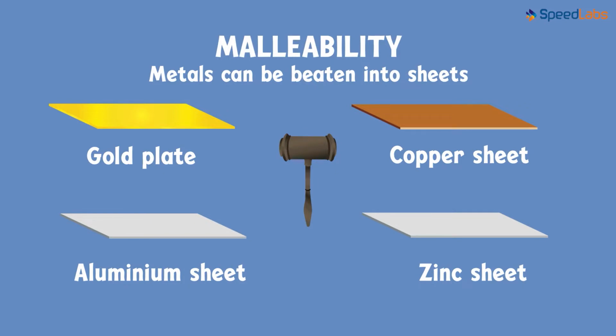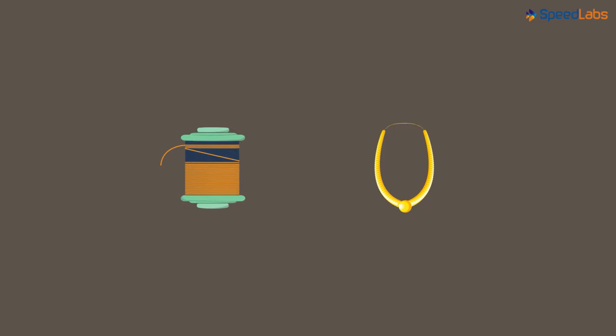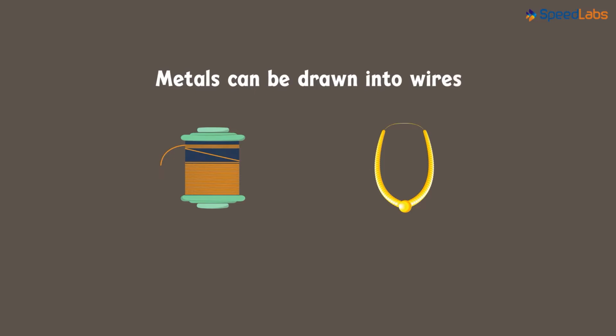Do you know another important property of metals? Have you ever seen copper wires or thin gold wires used to make jewelry? Metals, by nature, can also be drawn into wires. Do you have any clue as to what this property is called? It's called ductility of metals. The ability of metals to be drawn into wires is called ductility.